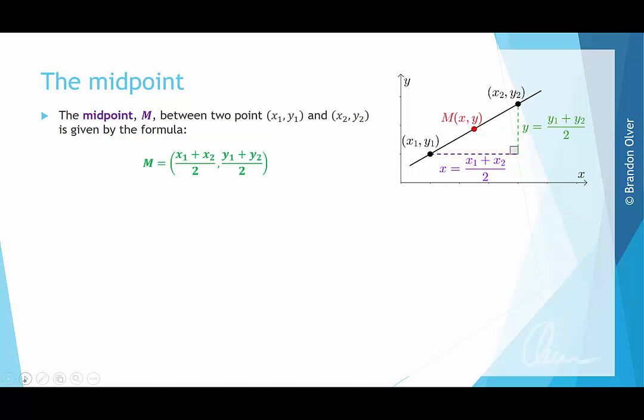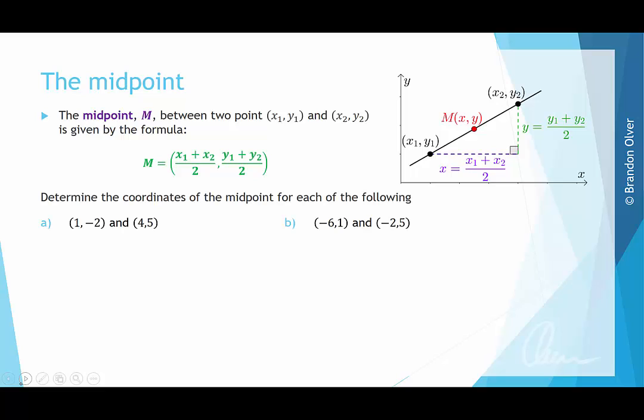So overall this is the formula, and it's really important to note that the midpoint is a set of coordinates. So you have an x value and a y value that describes the midpoint. So we want to determine the coordinates of the midpoint for each of the following. So for part A we have the points (1, -2) and (4, 5).